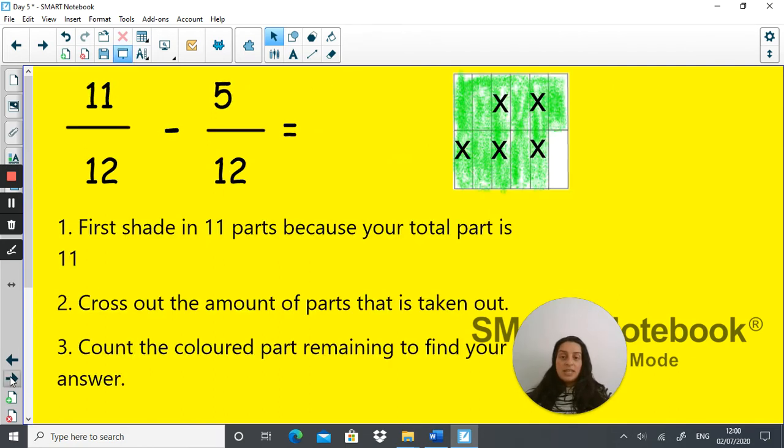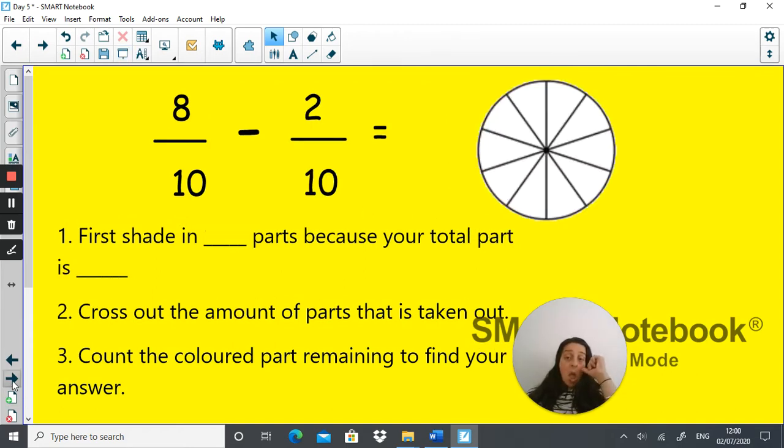Good job, guys. So this is showing you how you would do it. It's similar to what I did: first shading the 11 parts, crossing out the parts you want to take out, then counting the remaining parts left. Good job, guys.